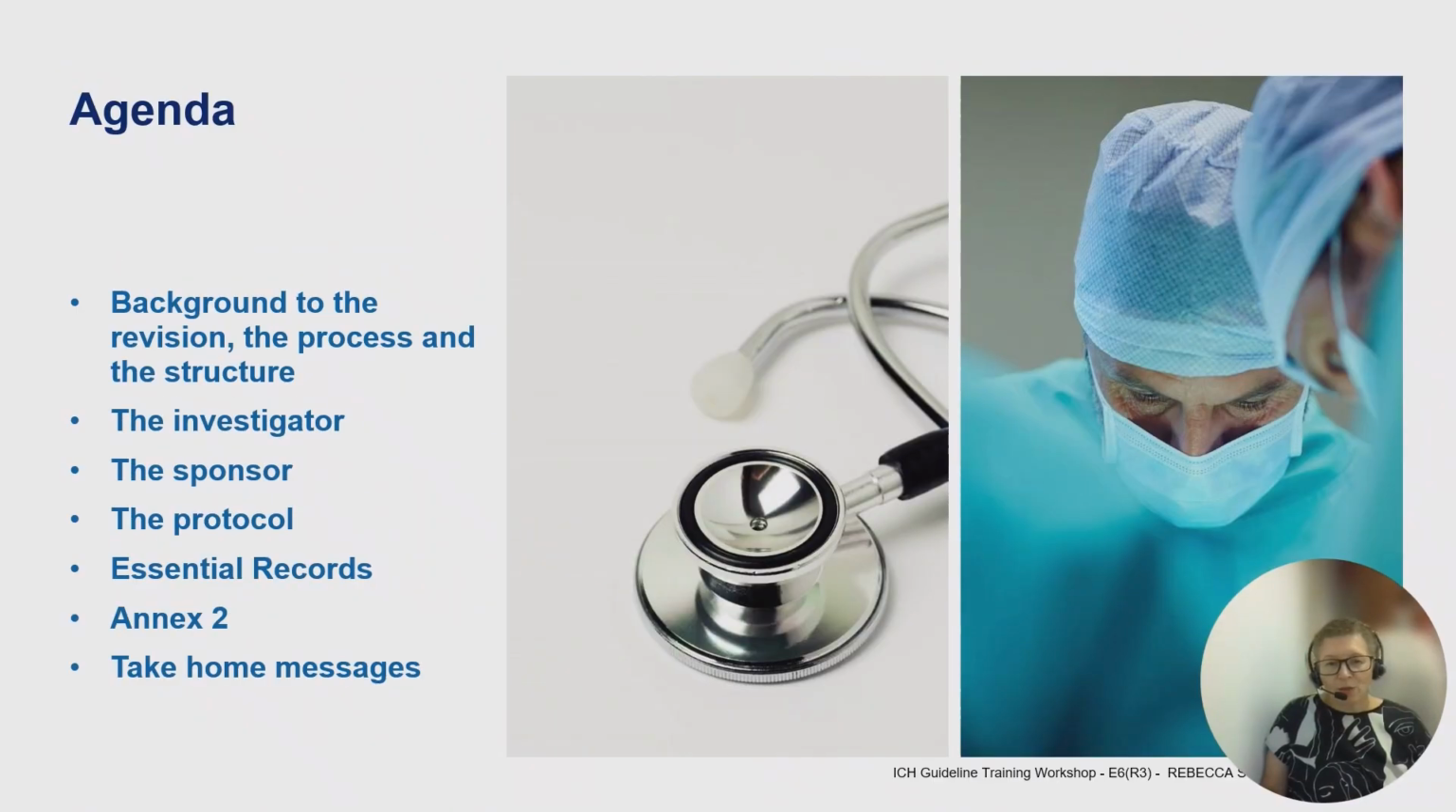So today I'd like to talk about the background to the revision, what was the process for that revision, and a little bit about this change in structure from the R2 version. And then we'll delve a little bit deeper into what that means for the investigator, the sponsor, and of course you can't talk about the sponsor without the protocol. A little bit about central records, so that's a section which has changed an awful lot. A sneak peek at Annex 2, and then just some thoughts to consider as we move along.